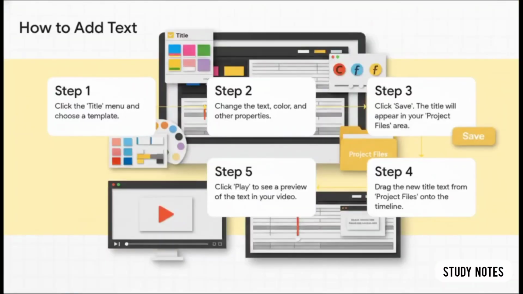And the process is just as simple as the transitions were. You go up to the title menu, and you get this window with a whole bunch of really nice-looking templates. You just pick one, type your words, maybe change the font or color, and hit save. Your new title then just pops up in your project files, ready for you to drag it right onto the timeline wherever you want it to show up.